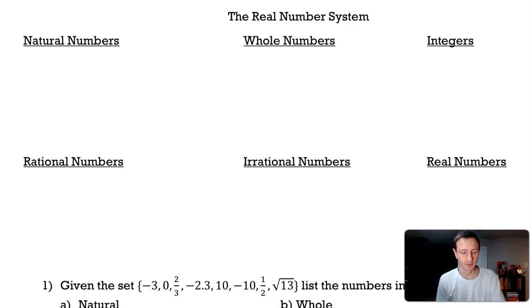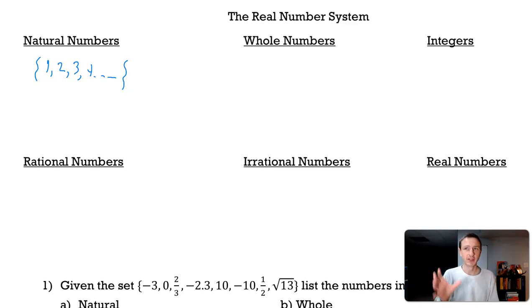Today we're going to look at the real number system. So the real number system is how we categorize all of the different numbers. So first we're going to look at the natural numbers. Natural numbers starts with 1, and then it's all of your counting numbers. So 1, 2, 3, 4, and so on. So all those counting numbers.